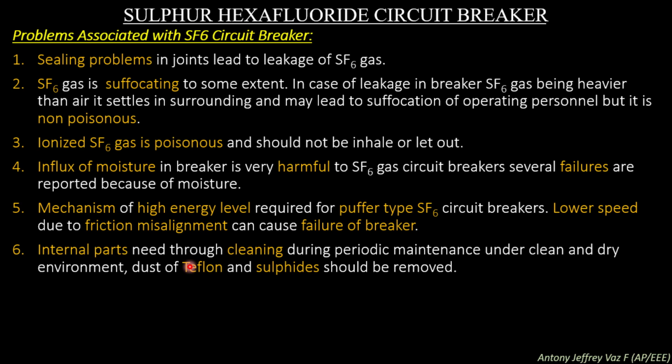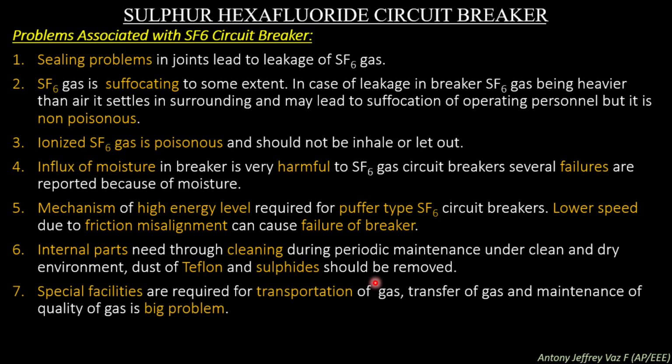Internal parts need thorough cleaning during periodic maintenance under a clean and dry environment. Dust of Teflon and sulfides should be removed. So the dust of Teflon and sulfides should be removed and cleared before the maintenance period. These impurities can cause etching of metal, conductors and plastic components present in the SF6 circuit breaker.